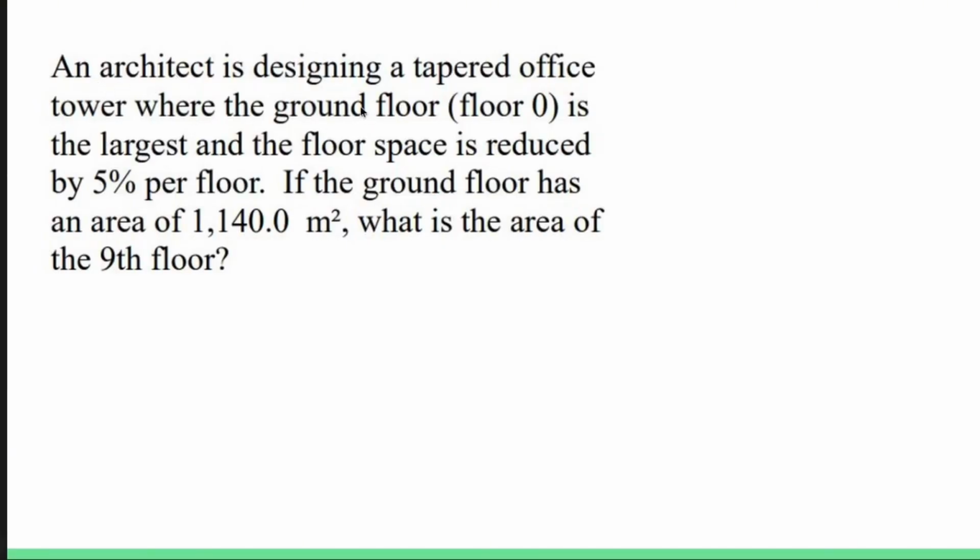An architect is designing a tapered office tower where the ground floor, floor 0, is the largest and the floor space is reduced by 5% per floor. That sounds awful. If the ground floor has an area of that much, what is the area of the ninth floor?